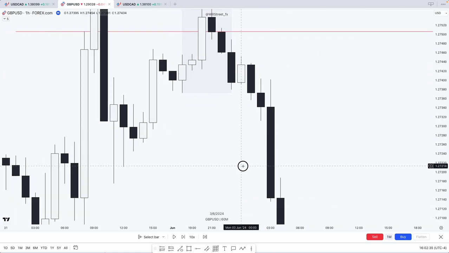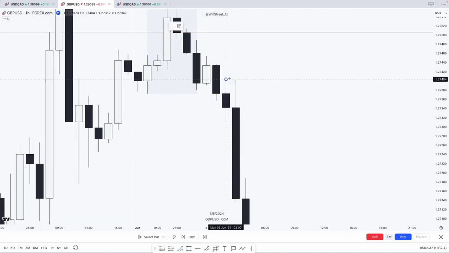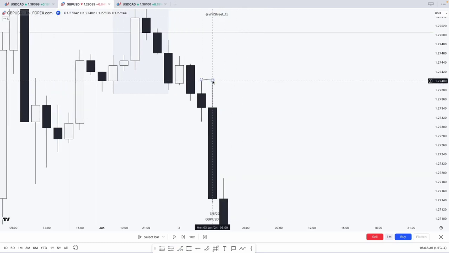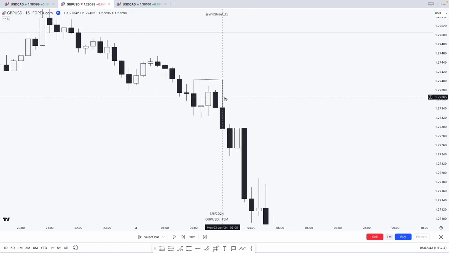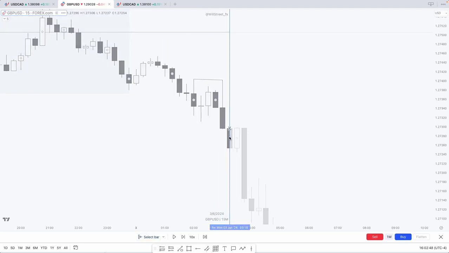Which candle is this one? 3 a.m. What is this? A failure swing and probably an SMT with EU, DXY, or whatever. Meaning what? Meaning that we trade that week.